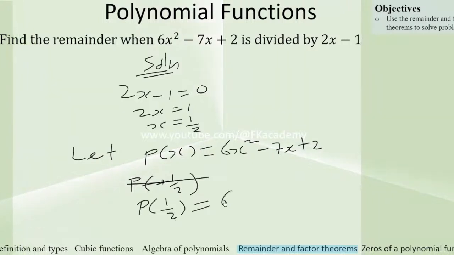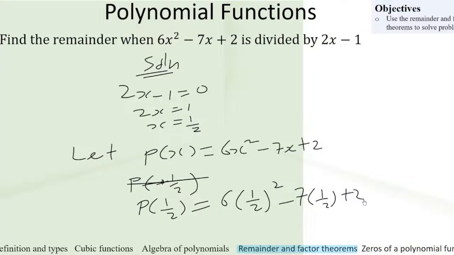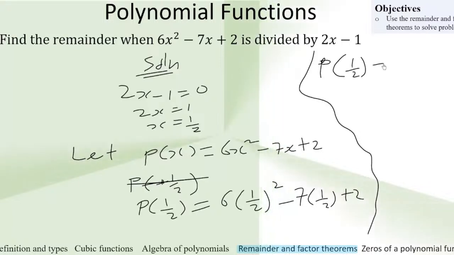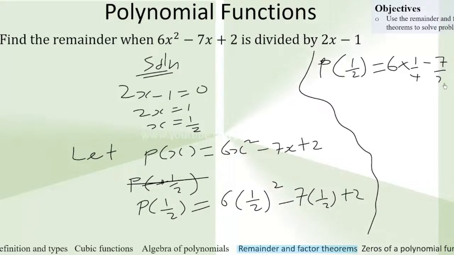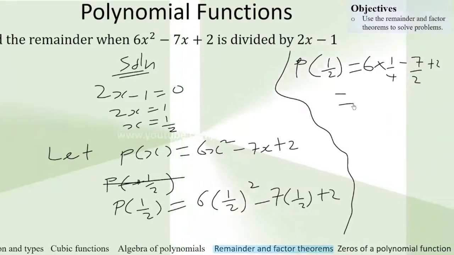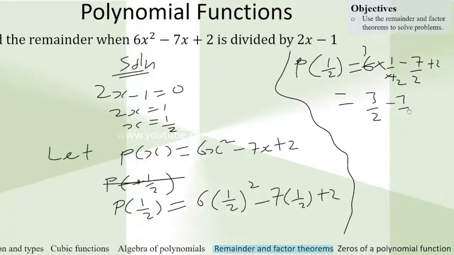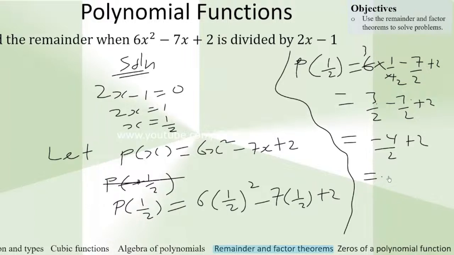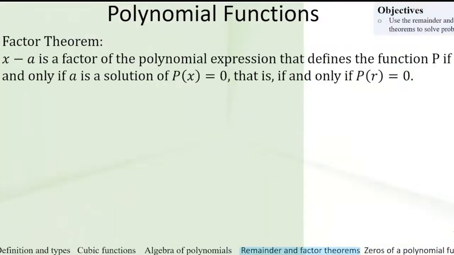So that will be equal to 6 times 1 over 2 squared minus 7 times 1 over 2 plus 2. Now let's simplify this further. So p of 1 over 2 will be equal to 6 times 1 over 4 minus 7 over 2 plus 2. So this is the same as 3 over 2, minus 7 over 2 plus 2. So this will give us 3 minus 7 is -4 over 2 plus 2, or -2 plus 2, which is equal to 0. So the remainder is 0. Hence, the remainder r is equal to 0. So now, let's talk about the factor theorem.